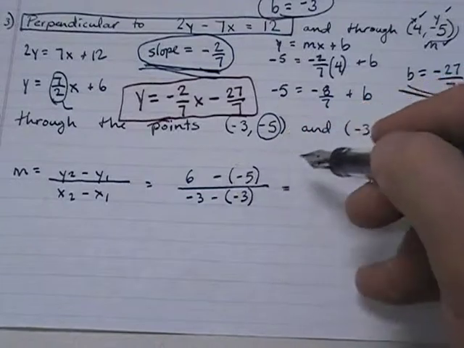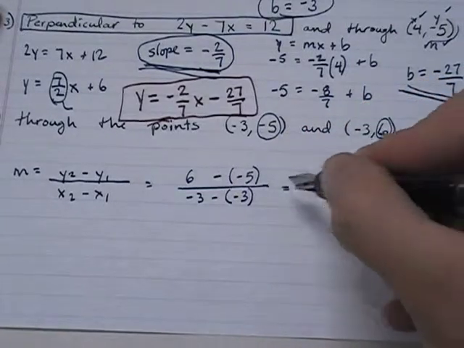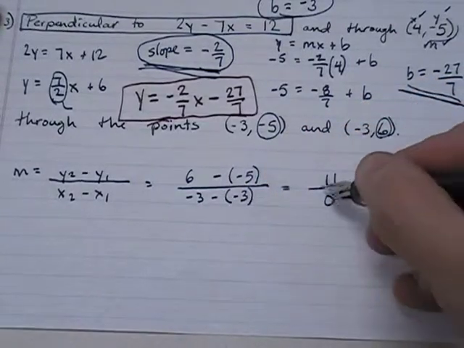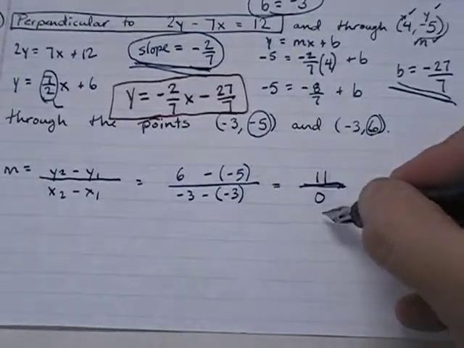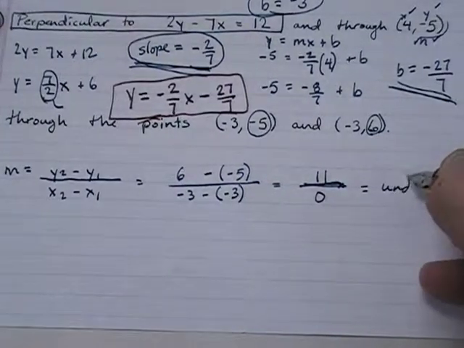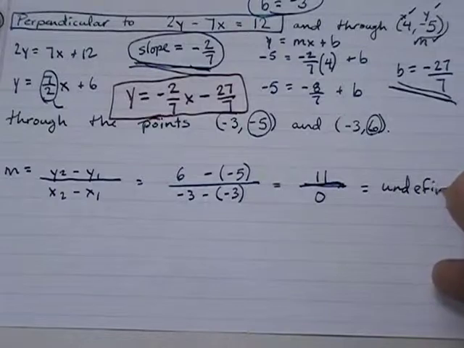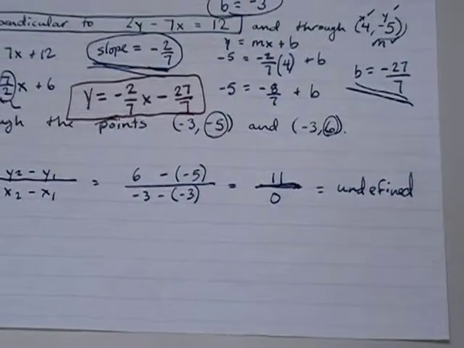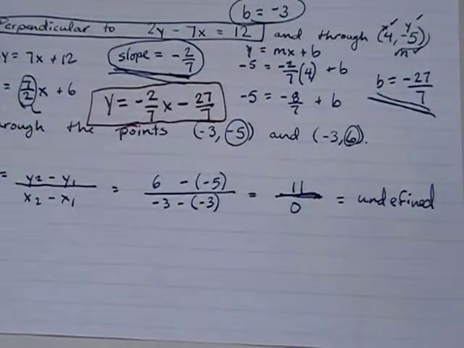And 6 minus -5 is 11. And -3 minus -3 is 0. And so what I end up with is 11 over 0, which is undefined. Okay, undefined. Now, at this point, there's 2 things you can do. You can either A, remember that when you have an undefined slope, it is a vertical line.